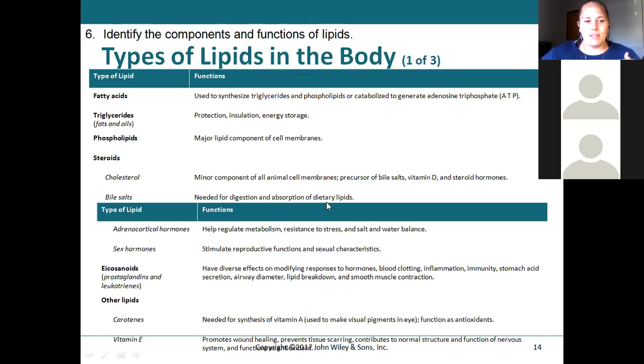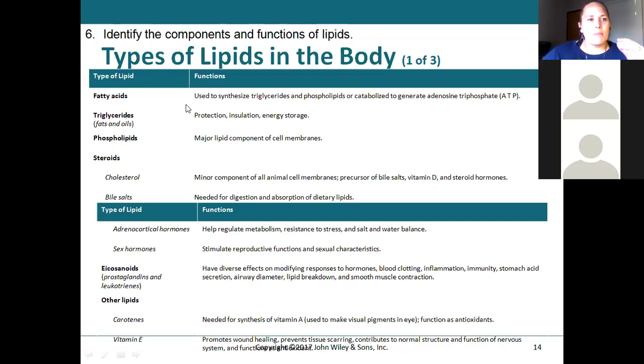Other types of lipids, here you can see hormones. Again, these are lipids used for signaling in the body. These hormones help regulate metabolism. They're also released in stress. We can think of different types of stress hormones, things like cortisol. They also play an important role, signaling long distances for salt and water balance. Sex hormones, we can talk about estrogen and testosterone, stimulate reproductive functions and sexual characteristics. Those are also considered types of lipids.